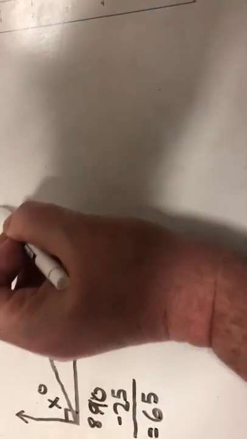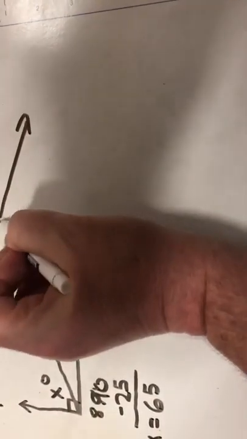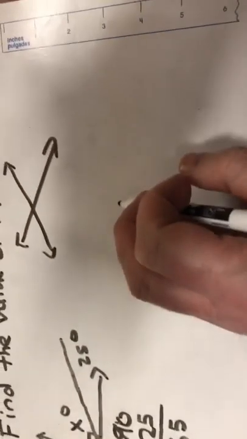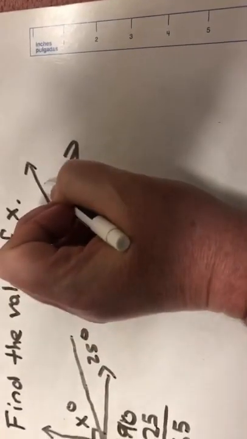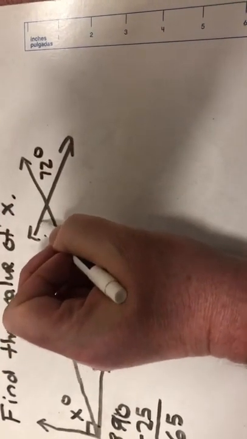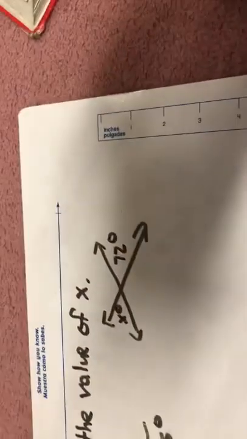So let's look at another one. All right, let's say, for example, I get something that looks like this. This one's going to be a little bit different. It's going to have a little x here, and it's going to say this angle here is 72 degrees. This angle here is 0 degrees.